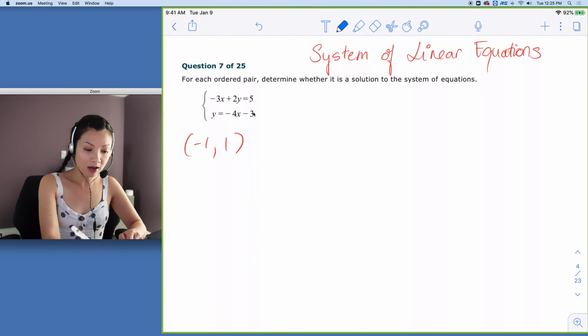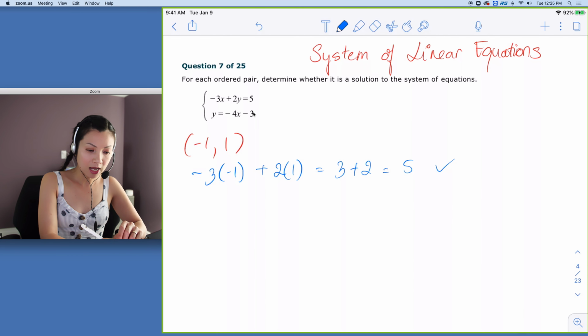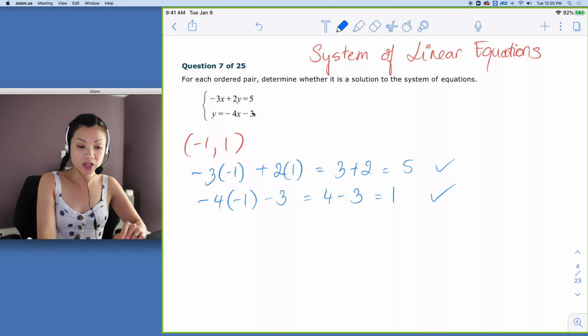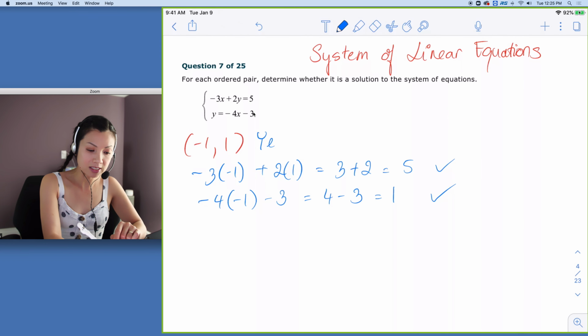If I have -3 times -1 plus 2 times 1, what's that? That's going to be 3 plus 2, which is 5. So check. Now, let's take a look at the second one. We have -4 times -1 minus 3, which is 4 minus 3, which is 1. So we're good with this ordered pair. So this is a yes.